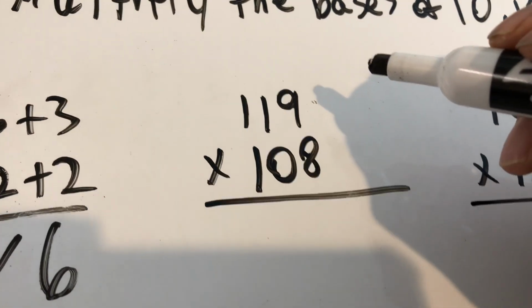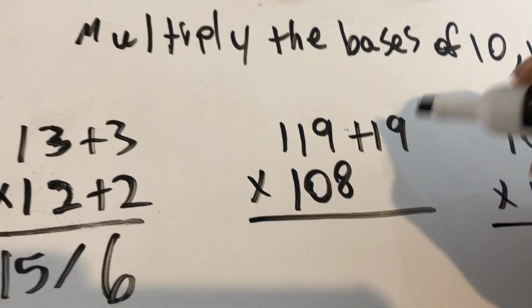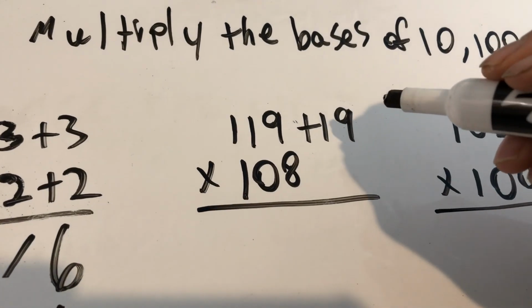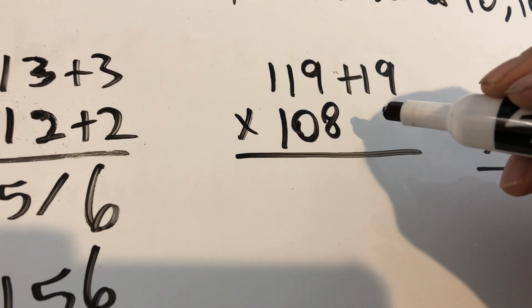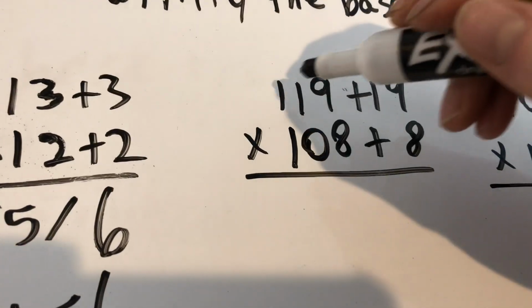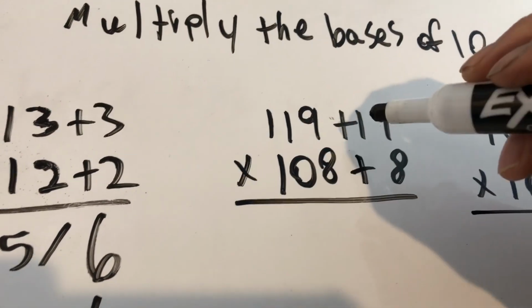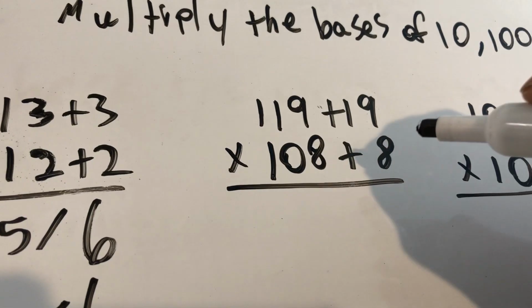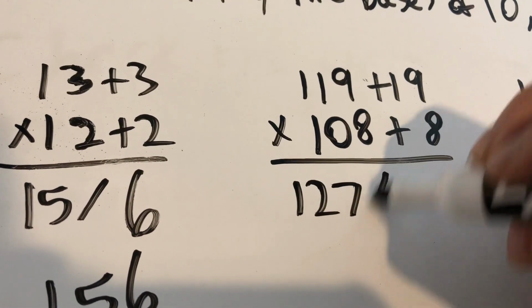119 times 108. Since we're dealing with a base of 100, we're going to bring plus 19 across because 119 is above the base of 100 by 19. 108 is above the base of 100 by 8, so we're going to bring plus 8 across. Next step is to crisscross add. You can either add 119 plus 8 or add 108 plus 19. Either way, you'll get 127. So you're going to write 127 on the left side.